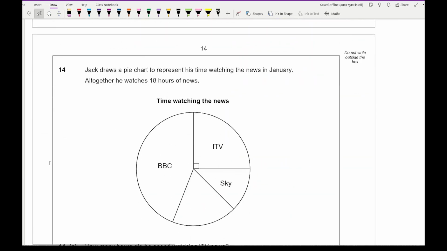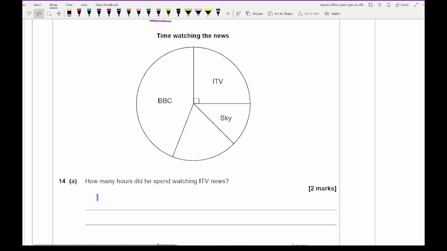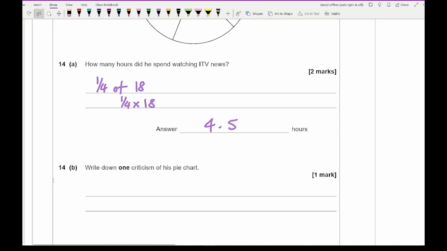And moving on to question 14, it says Jack draws a pie chart to represent his time watching the news in January. Altogether, he watches 18 hours of news. And question 14a says, how many hours did he spend watching ITV? So ITV is basically a quarter, and the total is 18. So for this, we just need to work out a quarter of 18. Of means times, so it's just a quarter times 18. Again, we can either type that into our calculator or work it out manually, but we should get an answer of 4.5. It then says write down one criticism of his pie chart.